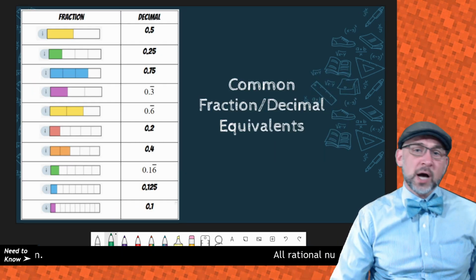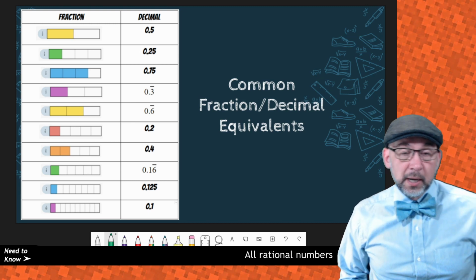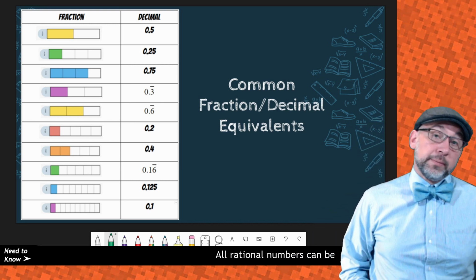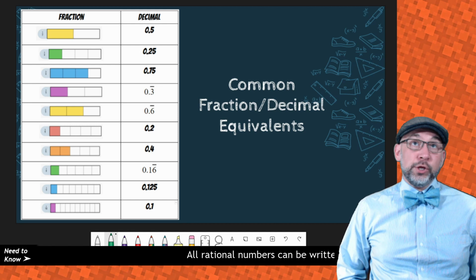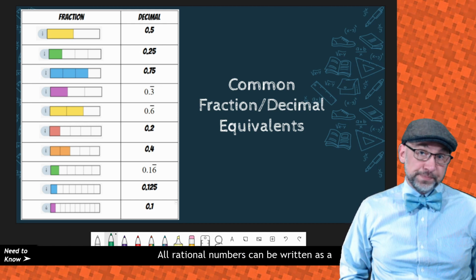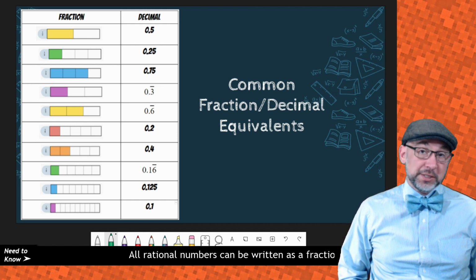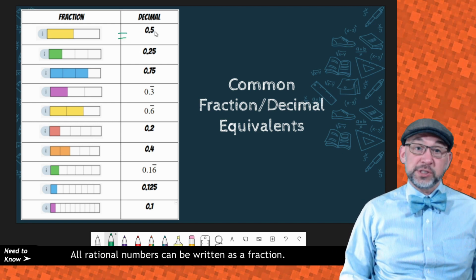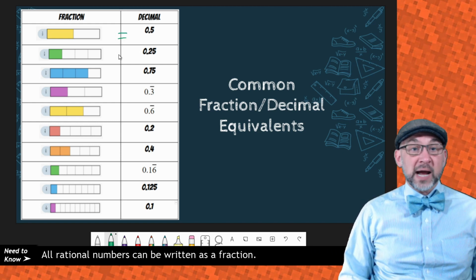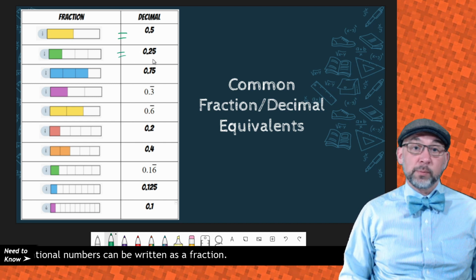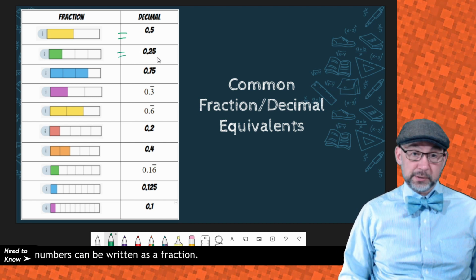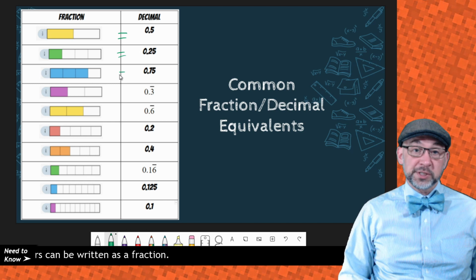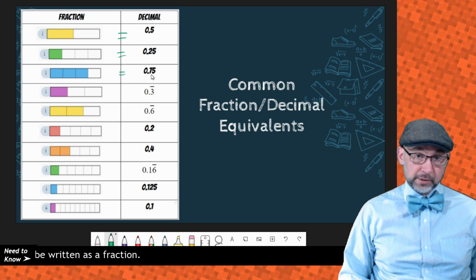Let's talk about some common fraction decimal equivalents. These are not things you necessarily need to memorize, but you're going to be at a greater advantage if you have most of these committed to memory. The fraction 1/2 is equivalent to 0.5. The fraction 1/4 is equivalent to 0.25 or 25 hundredths. The fraction 3/4 is equal to 0.75 or 75 hundredths.